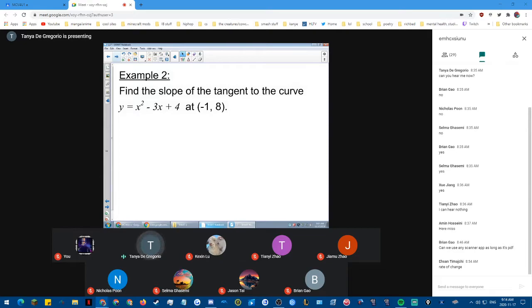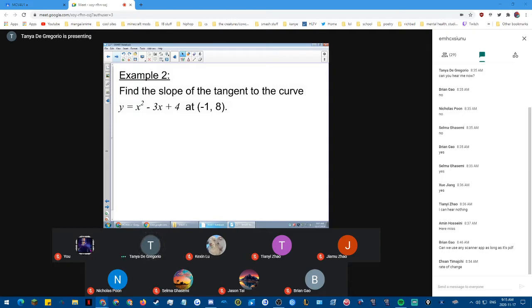So, find the slope of the tangent to this curve. So what kind of a curve is this? Yeah, it's a parabola. You know that because the degree is 2. The highest exponent is 2. So this is a parabola. So we want to know the slope of the tangent at the point (-1, 8). Okay? So we have this curve. You have a line passing through only this one point.